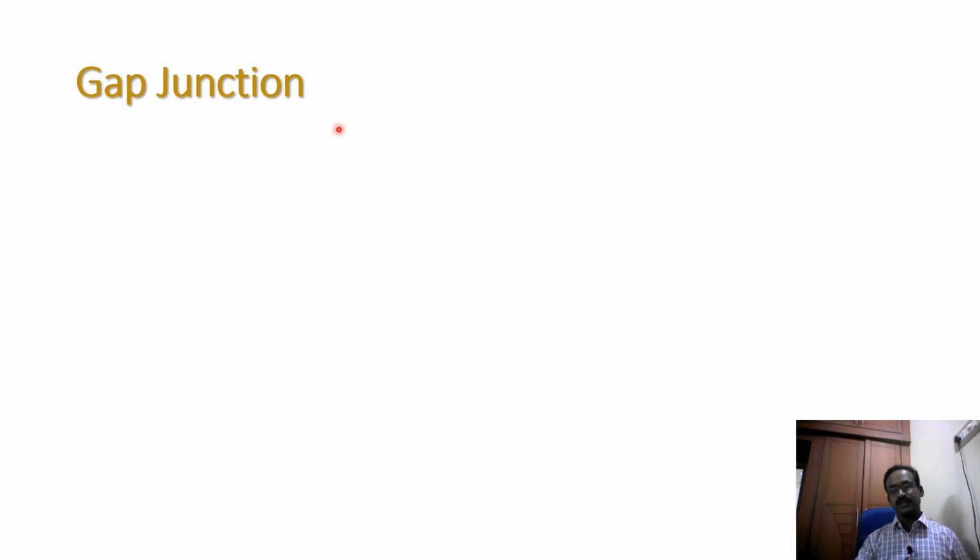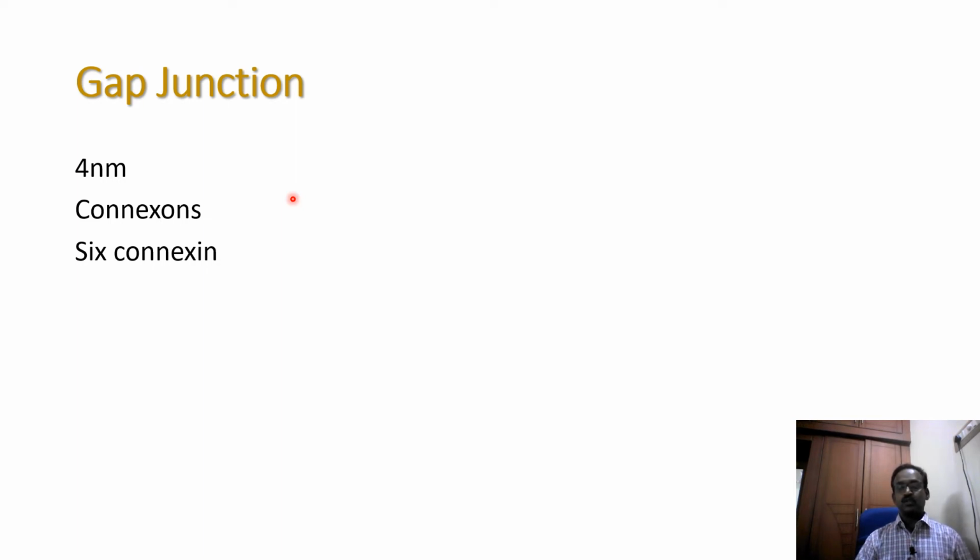In the gap junction, the intercellular space is around 4 nanometers. It is made up of connexons. Each connexon is made up of 6 subunits of connexins. The gap junctions permit ions, sugars, amino acids and chemical messengers. It also conducts the electrical impulse. So it is also called the chemical synapse or electrical synapse.